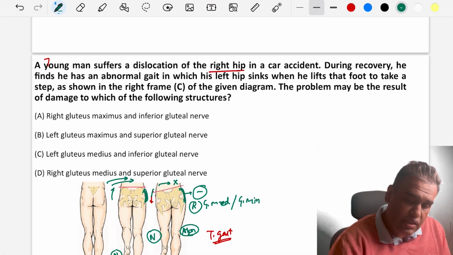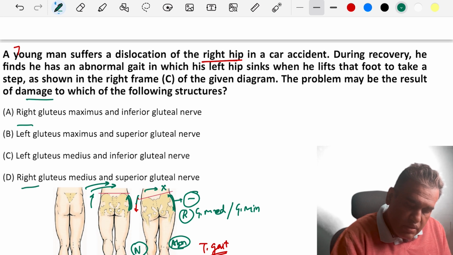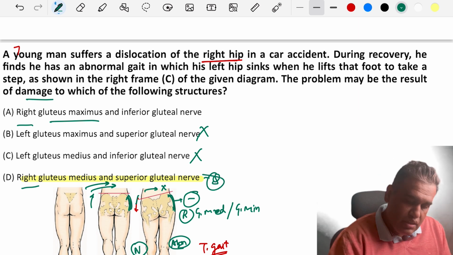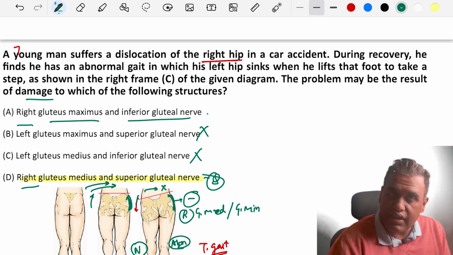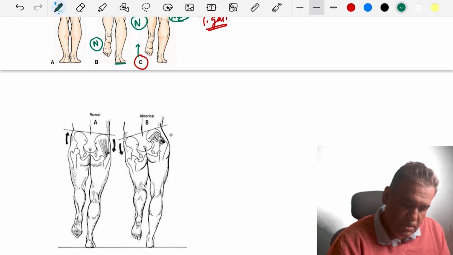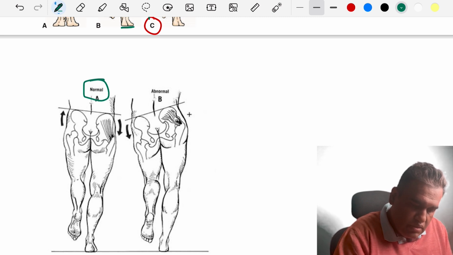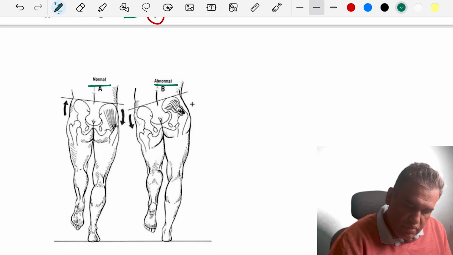So they asked, the problem is due to damage where? It's on the right side, so rule out B and C options. It is not the gluteus maximus, it is the right gluteus medius. The nerve supplying the gluteus medius is the superior gluteal nerve, another question. The nerve supplying the gluteus maximus is the inferior gluteal nerve. So first of all, clear the side and then the muscle, Trendelenburg sign. Look at this image. The image tells us the same thing. This is the normal picture, and this is the abnormal picture. Fair enough.